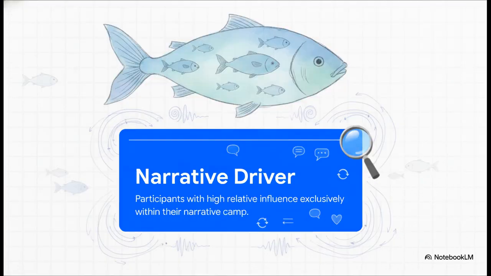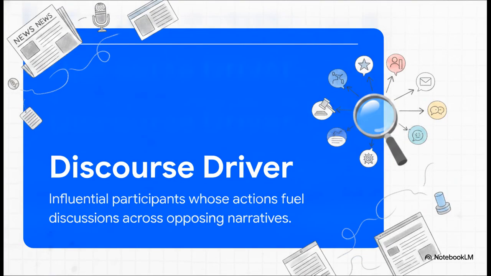Next up are the narrative drivers. Think of them as the ultimate influencers, but with a catch. Their massive power really only works inside the echo chamber of their own specific worldview. And finally, you have the apex tier, discourse drivers. These are usually major media houses or huge celebrities. Their posts are so incredibly prominent that they force fiercely opposing camps to react to them simultaneously.